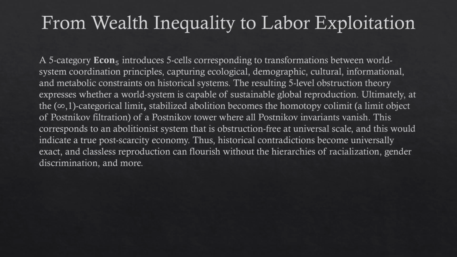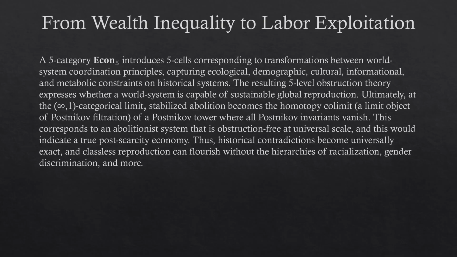A 5-category, Econ 5, introduces 5-cells corresponding to transformations between world system coordination principles, capturing ecological, demographic, cultural, informational, and metabolic constraints on historical systems. The resulting 5-level obstruction theory expresses whether a world system is capable of sustainable global reproduction.